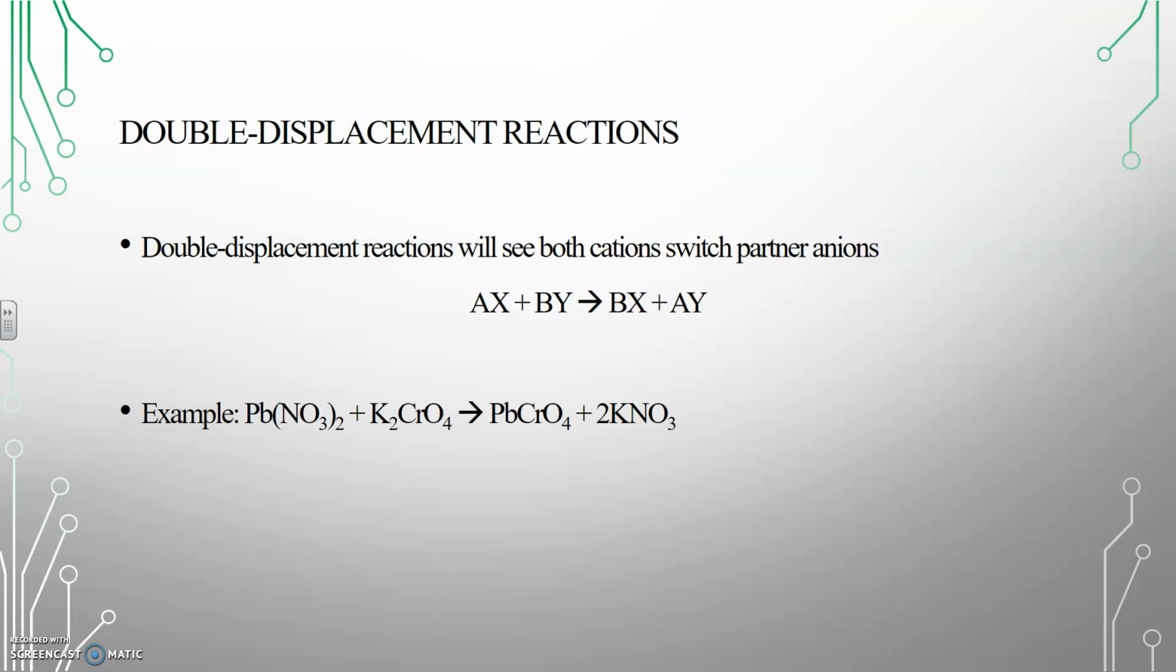Example, here we have lead nitrate and the potassium chromate. Okay, and then we're going to switch and get lead chromate and potassium nitrate. Right, so you can see basically you just switch your cations. Okay, so Pb moves over and boots the potassium out, which then goes over and jumps in with the nitrate.